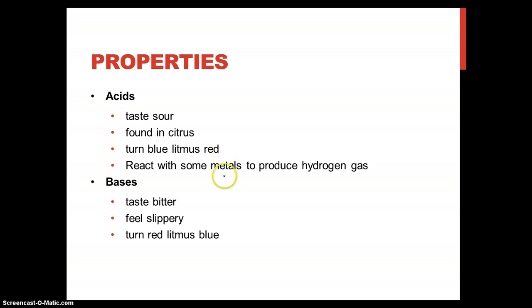So to begin, let's talk about just some general properties. These are things that you probably already know, like acids taste sour, they're found in citrus, they turn blue litmus red. They also react with some metals to produce hydrogen. That's one way that hydrogen gas is produced to use in a lab. And then bases generally taste bitter, they feel slippery like soap, and they turn red litmus blue. And we're going to be exploring some of those properties a little bit more in one of our labs.